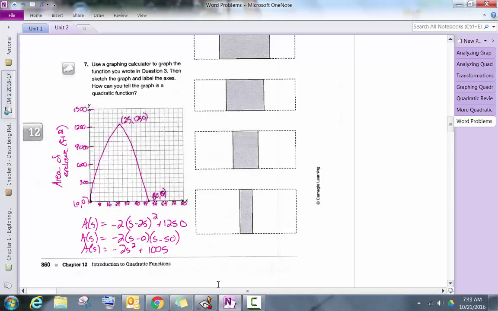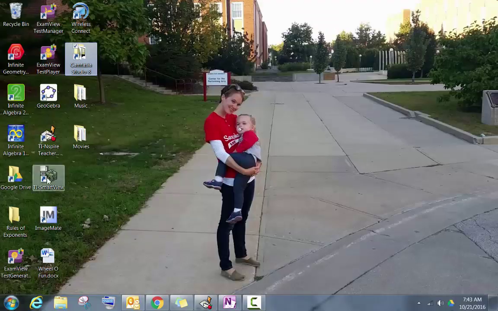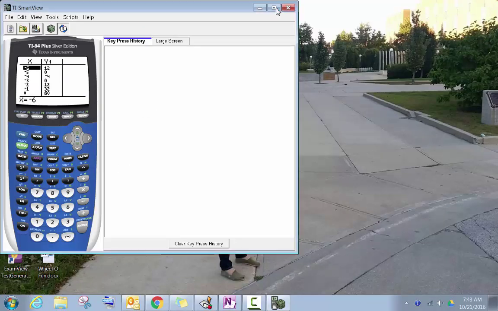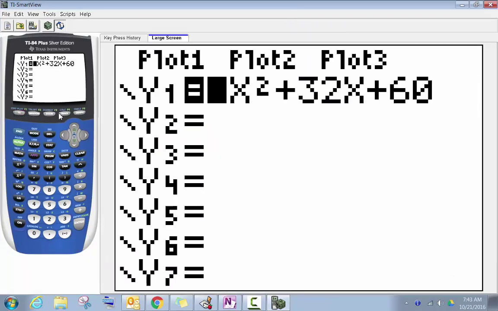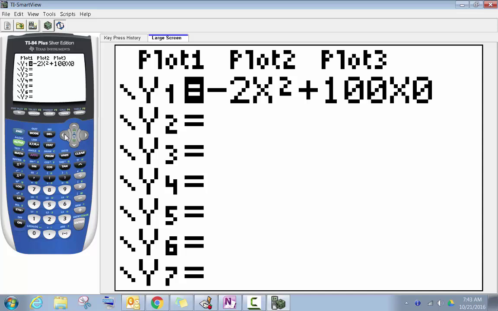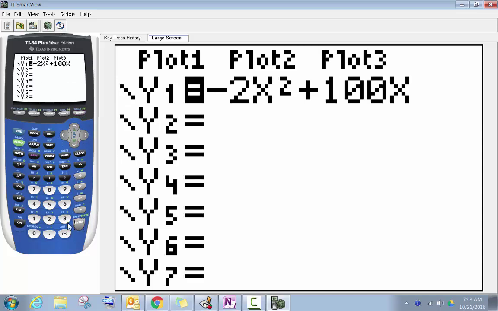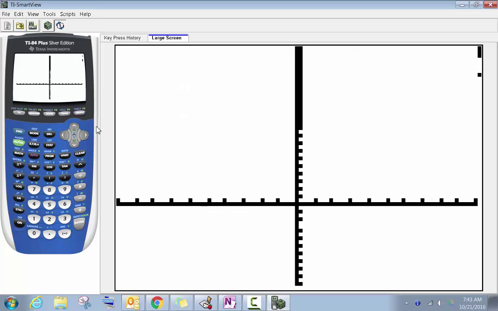So if we're using the 84 or the Inspire, we're going to do it the same way. It doesn't matter what form you put it in. So we'll do negative 2, and we can't put in S. We have to use X squared plus 100X. And delete that. So when we graph, I put minus instead of negative. So when we graph, we get something that looks, well, we can't even see anything.